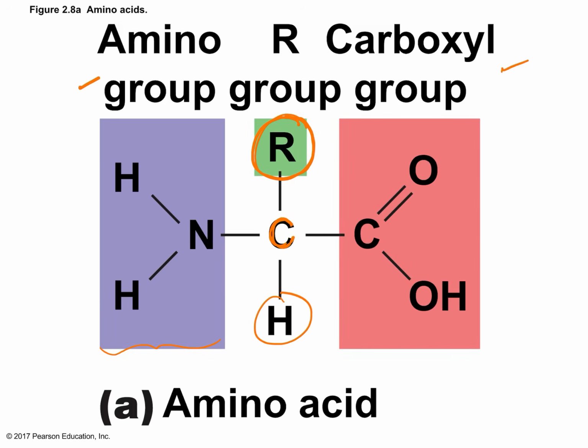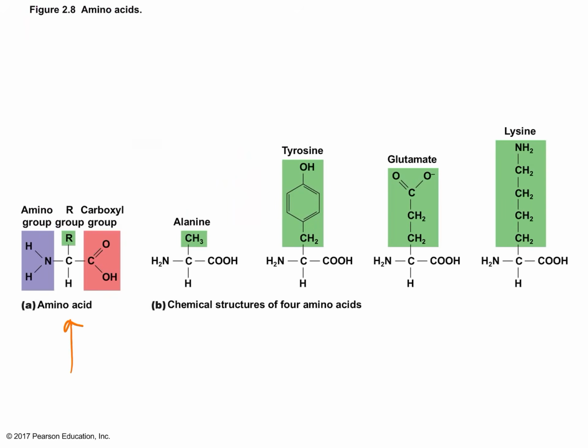So everything's going to have a hydrogen on one end. And then the R group is going to be different with the different amino acids. So every amino acid has the same amino group, carboxyl group, and hydrogen. And the thing that's different is the R group. So moving on, this is just an example of some R groups.